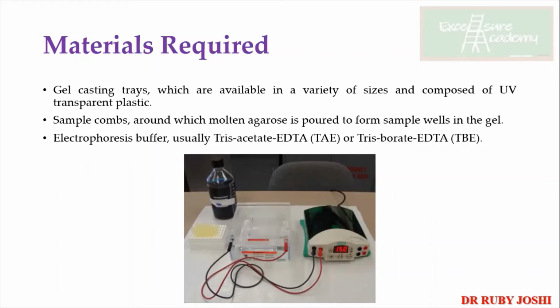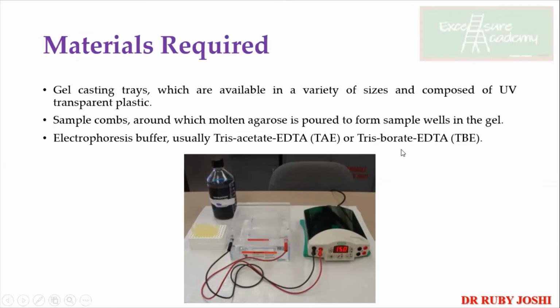So उसमें कैसा है? The moment you add the sample into that and cover it, okay, it's a very small unit, and what you can see is जैसे जैसे आपका unit run हो रहा है, you can actually visualize directly that your DNA is getting separated. Okay, I'll share that video with you. It is there in my mobile. I'll share. Then you have got the sample combs around which molten agarose is poured so that you can form the wells.